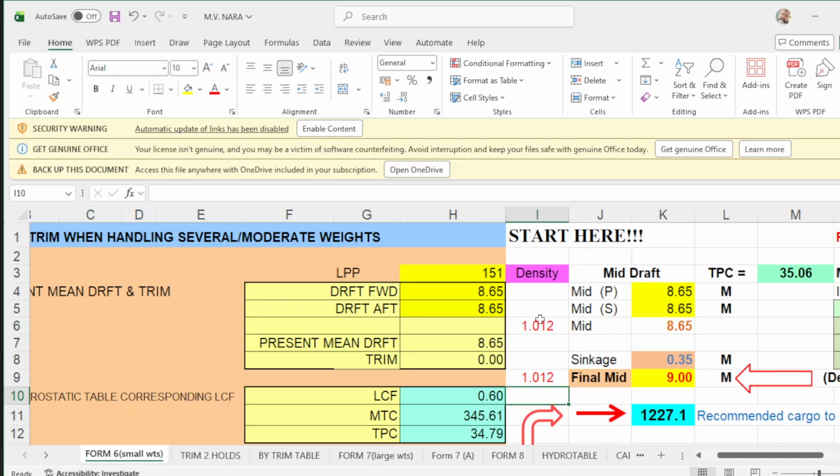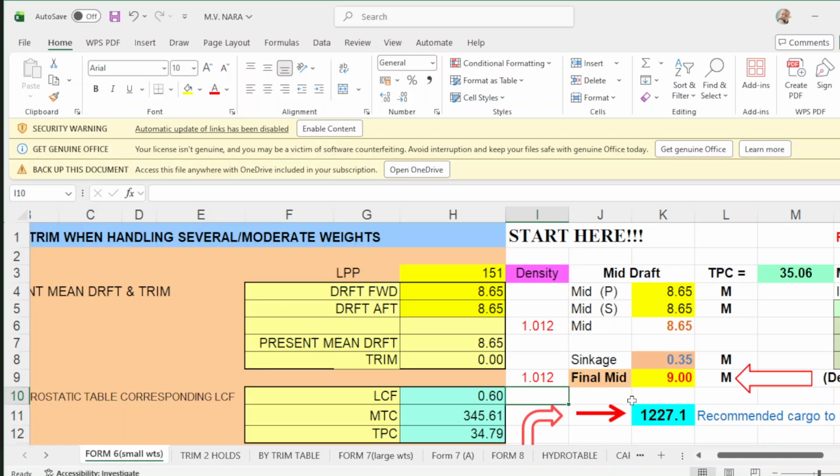For example, the actual reading of the forward drop is 8.65 and the aft drop reading is 8.65 and the actual midport reading is 8.65 and the midship starboard reading is 8.65, meaning no less. So it's mid drop of 8.65 in a density 1.012.